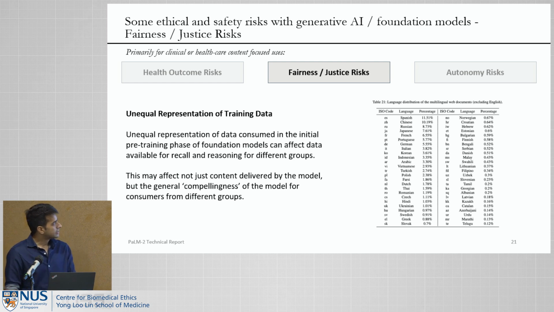Moving on to fairness and justice risks. So you have unequal representation of training data in the initial stages of pre-training of these foundation models. And this can affect data available for recall and reasoning for the different groups. So on the right, you have a table for Palm 2, which shows, apart from English, what are the languages that it has been trained on. And so you have Spanish at 11.5%, Chinese at 10.19%, Russian at 8.73%, and so on.